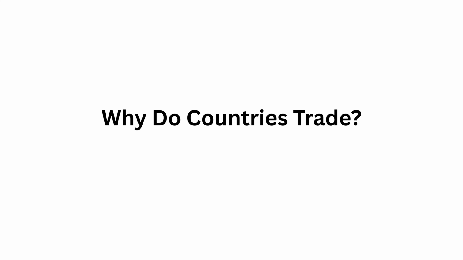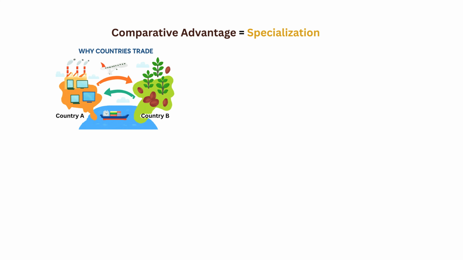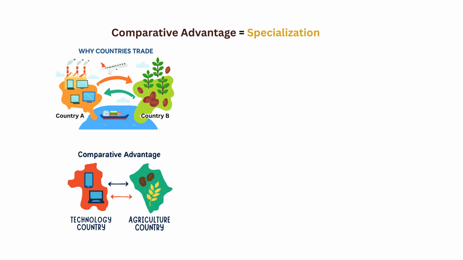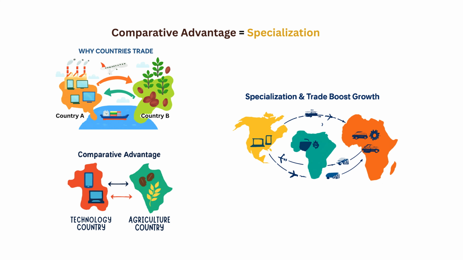Why do countries trade? Countries trade because no one country can produce everything it needs or wants. By specializing in the production of certain goods, something called comparative advantage, countries can focus on what they do best and trade for the rest. This helps economies grow by increasing efficiency and productivity.